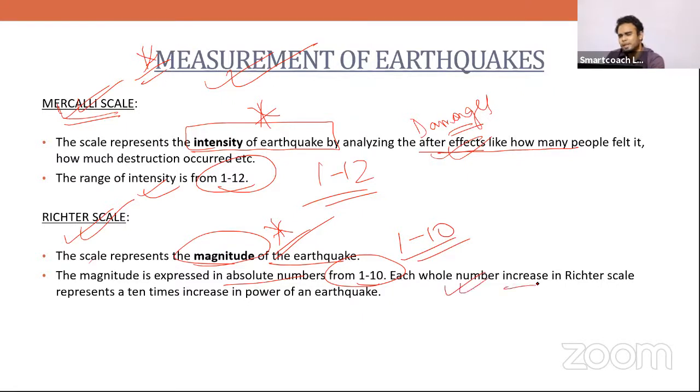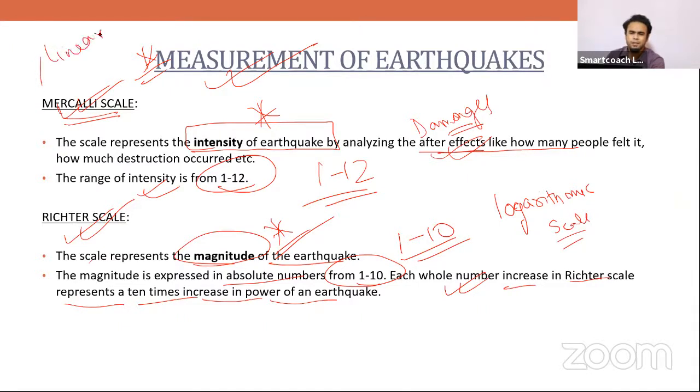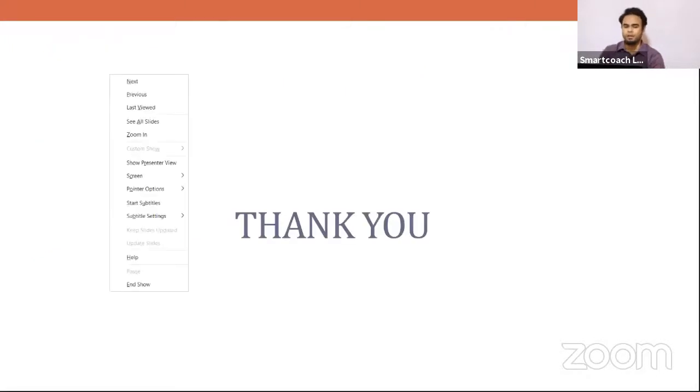Each whole number increase in the Richter scale represents a 10 times increase in the power of an earthquake. Therefore, what can we say? We can say that the Richter scale is a logarithmic scale, and the Mercalli scale is a linear scale. Understood? So this was about the measurement of the earthquake.